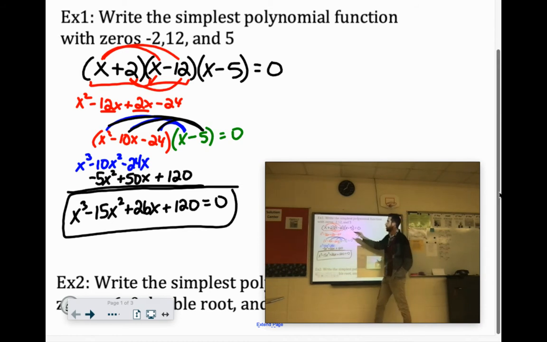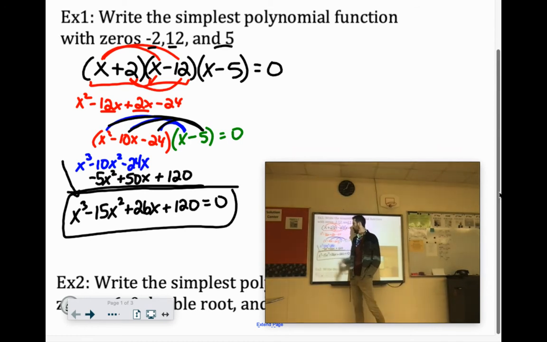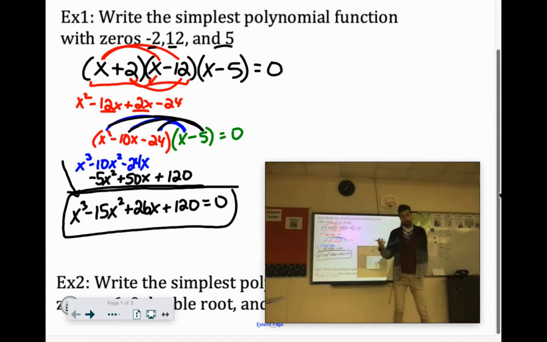Also, if there are 3 zeros here, you're going to want to make sure that you at least have x to the third power, because remember the degree is your number of zeros.